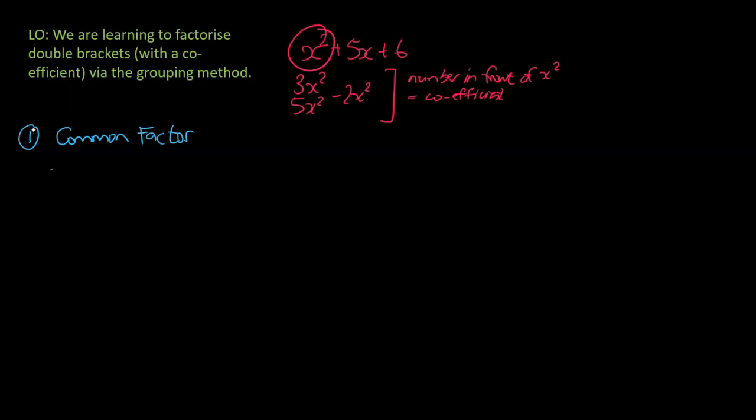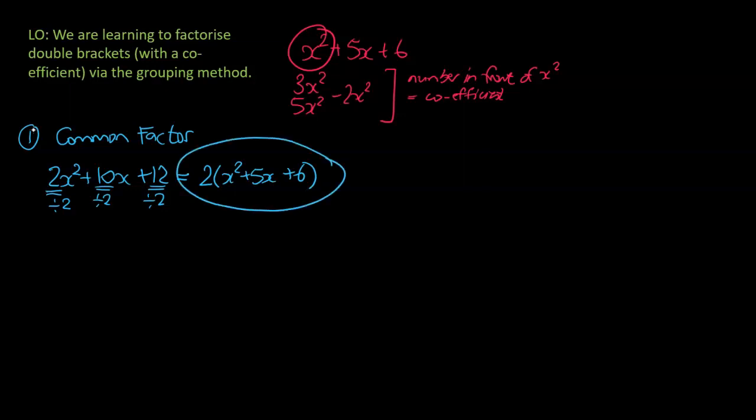So the first example we want to have a look at is 2x squared plus 10x plus 12. Before we factorize or try to get our double brackets, hopefully you've noticed there's a 2, 10, and 12. Each of these numbers can be divided by 2, so they've got a factor in common. So what I'm going to do is take that out. I'm going to go 2, and then x squared plus 5x plus 6. So I've done a single bracket factorizing.